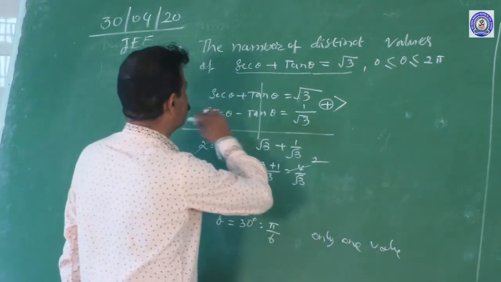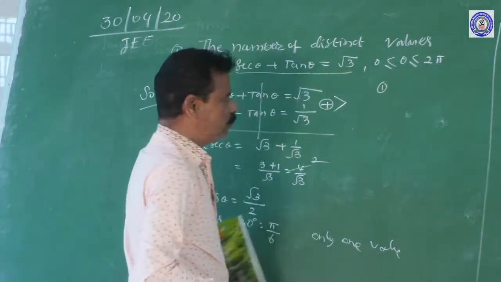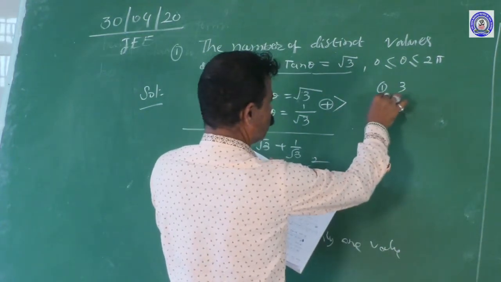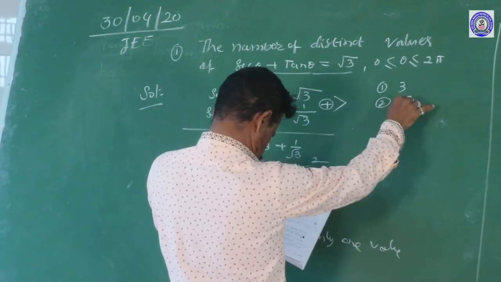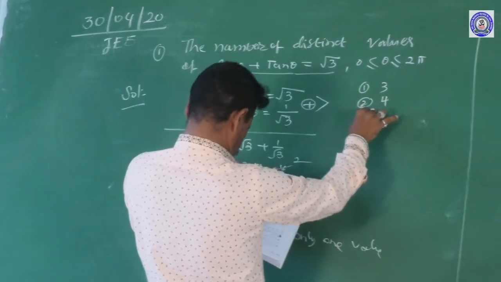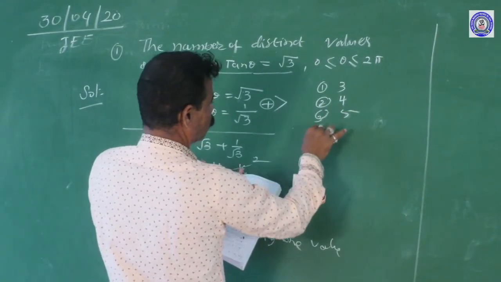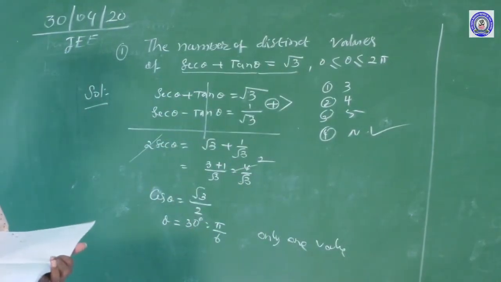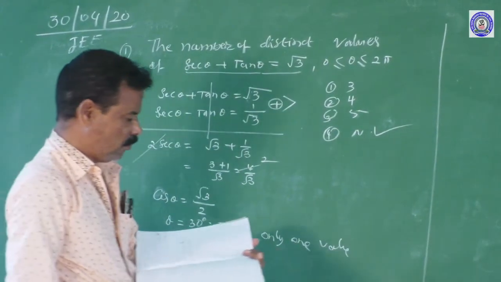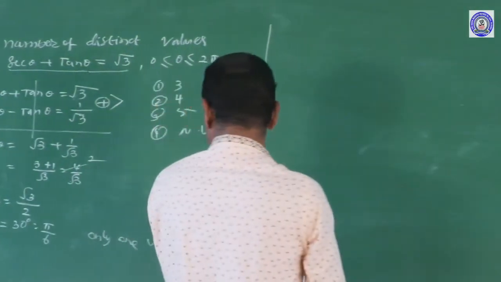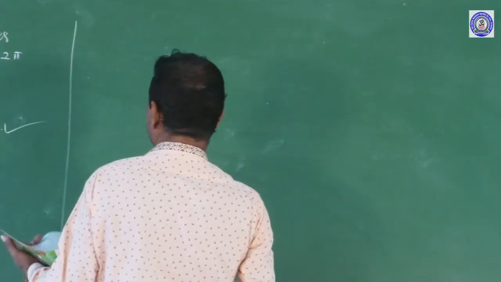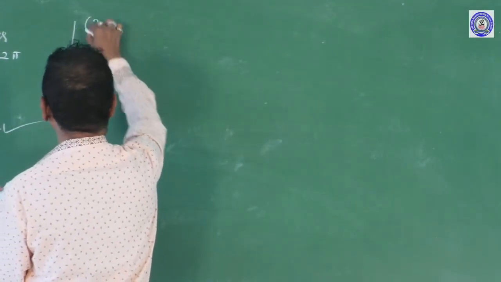So in the answers, option 1 is 3 values, option 2 is 4 values, option 3 is 5 values, option 4 is none. So the answer is none, because options have 3, 4, 5 values, but we get only one value. That's why the answer is none.